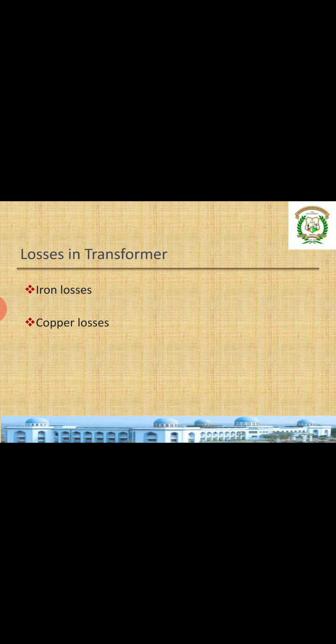And copper losses are usually called variable losses. It is purely dependent upon the load current. When load changes, these losses are also going to vary. These losses are called I square R losses, because of the changes in I, there will be changes in the losses.